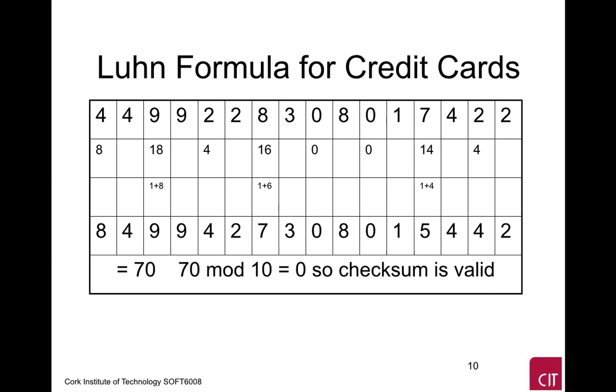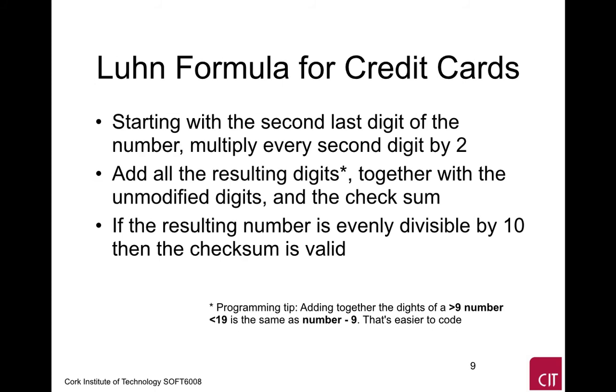From a programming point of view, it turns out that adding digits together is really a pain. If you have a number like 18, for example, to get 1 out of that, you could do a div 10, which would give you the 1, and then you could do a mod 10, which would give you the 8, and then you can add the two of them together. But as it turns out, for what we're doing here, you can just subtract 9 and it's as good. So if a number is greater than 9 and less than 19, if you subtract 9 from it, that's the same as adding the digits together, I think.